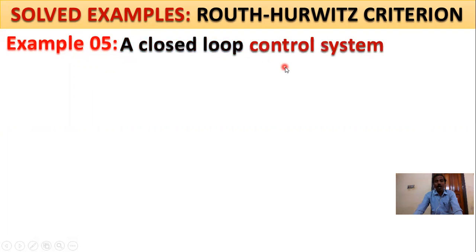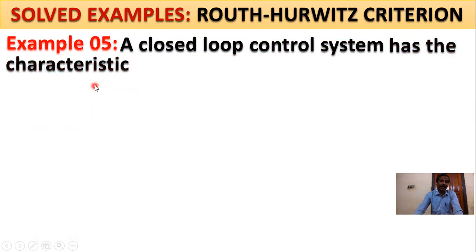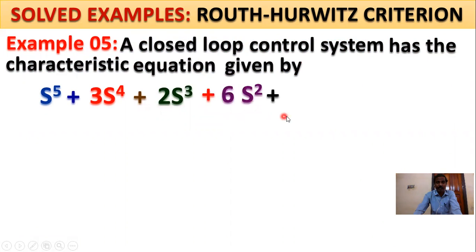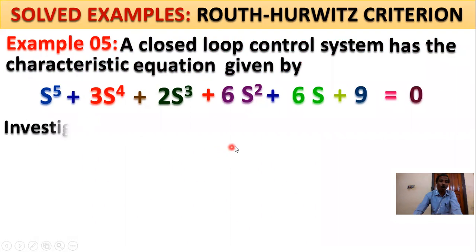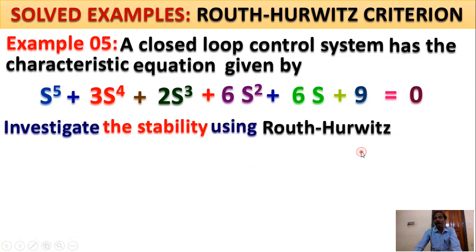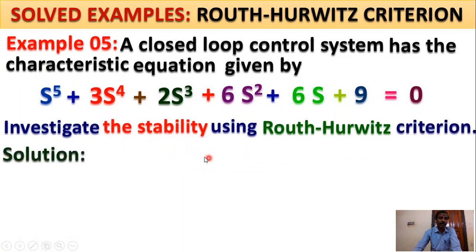A closed loop control system has the characteristic equation given by s to the power 5 plus 3s to the power 4 plus 2s cubed plus 6s square plus 6s plus 9 equals 0. This is a fifth order polynomial equation. Investigate the stability using the Routh-Hurwitz criterion. So, what is the solution?